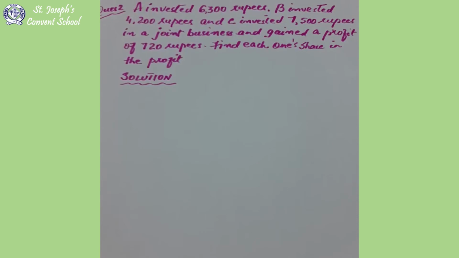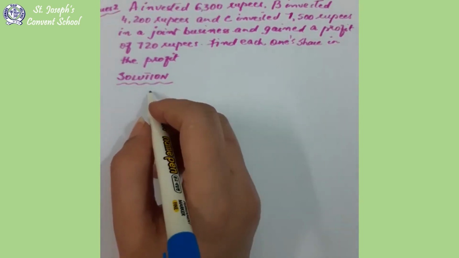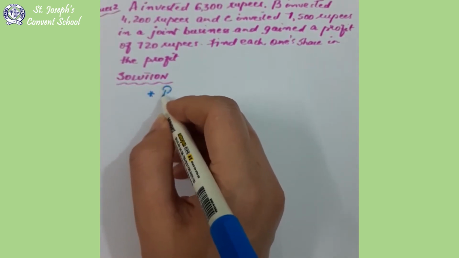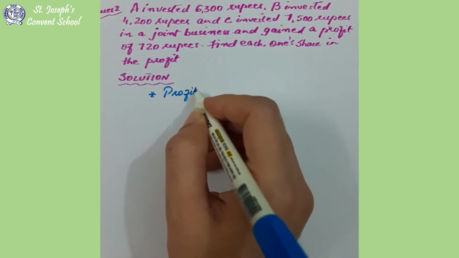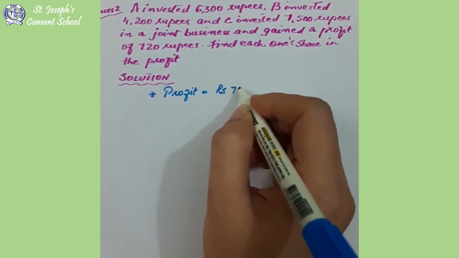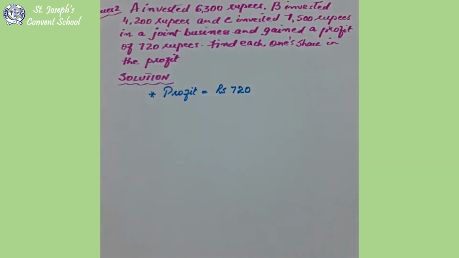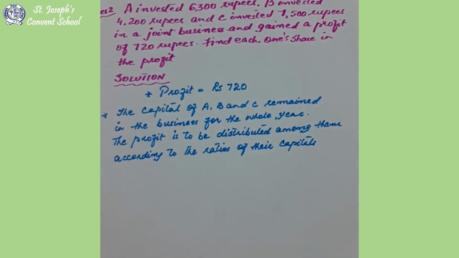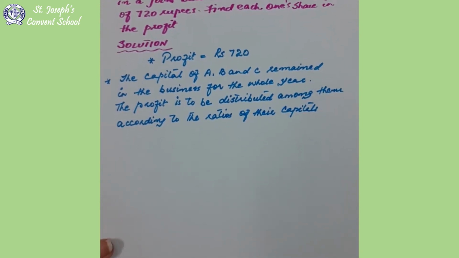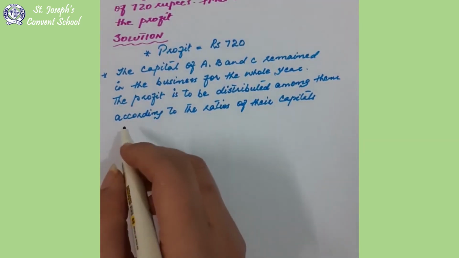So the same way you have to divide the profit. Let's write the profit first. Profit equals rupees 720. Now, same as before, the capital of A, B and C remained in the business for the whole year. So the profit will be distributed among them according to the ratio of the capitals. Now let's write everyone's capital, A, B and C, how much money they have invested.